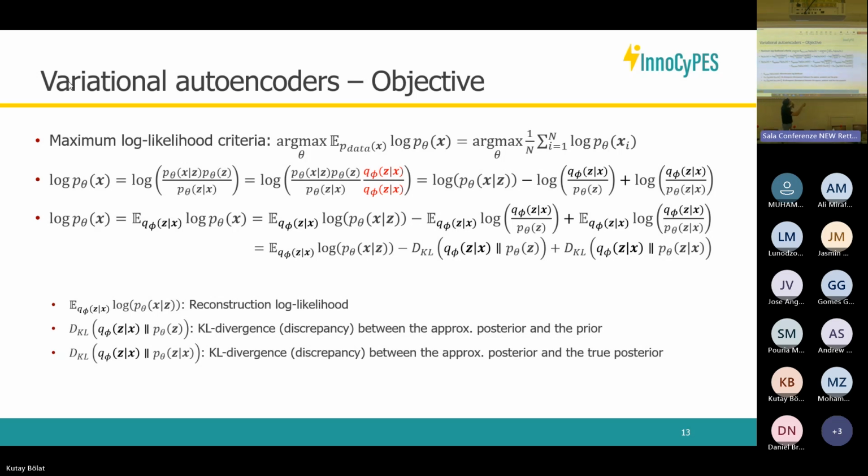Then we just distribute this expectation. Then we have this reconstruction term, which we call the reconstruction log likelihood. We have two KL divergences. One of them is the discrepancy between the approximate posterior and the prior, which we choose. And the other one is the discrepancy between the approximate posterior and the true posterior, which we cannot calculate.